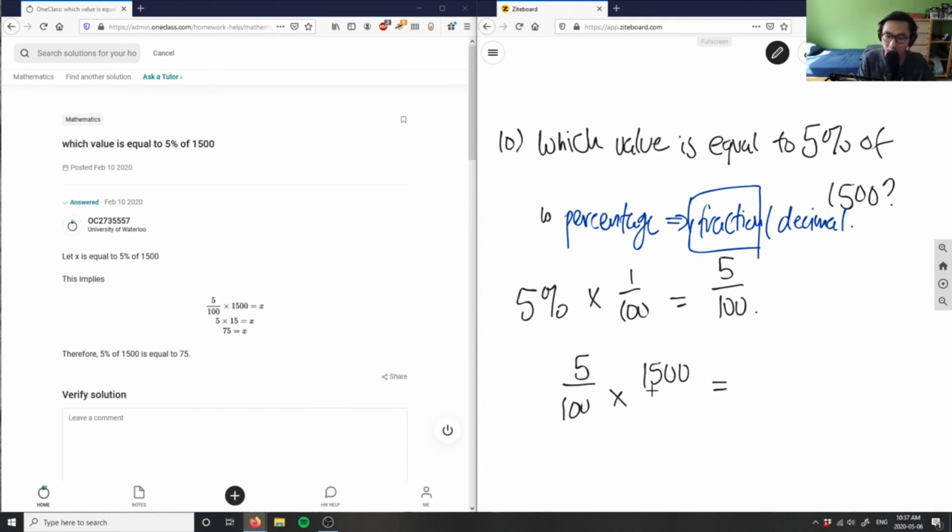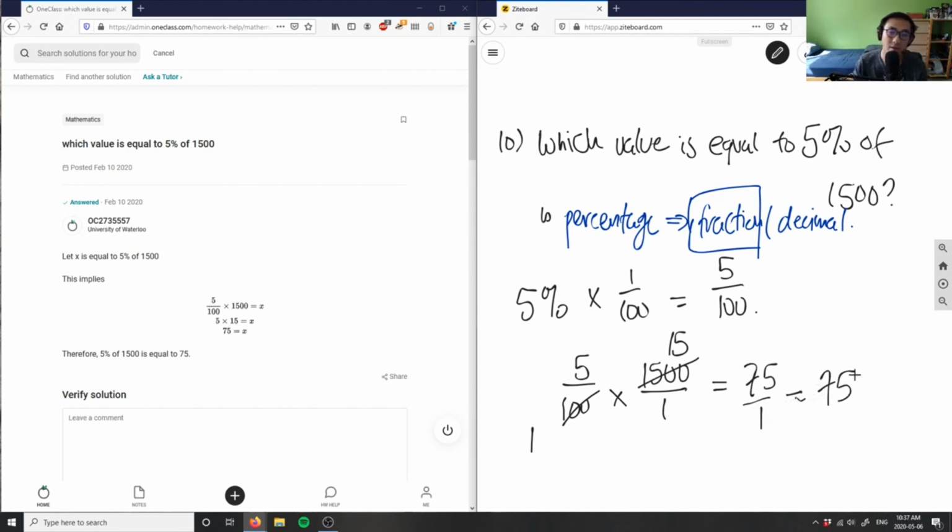So I can put this over 1 here. I can say that 100 here cancels out, and I can divide 1500 by 100, which would be 15, right? And then I have to do 5 times 15 here. 5 times 15 is 75, divided by 1, right? Which is simply just 75 here.